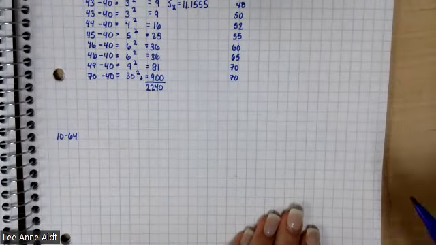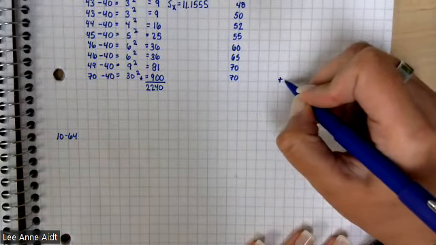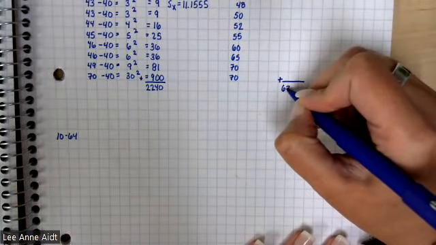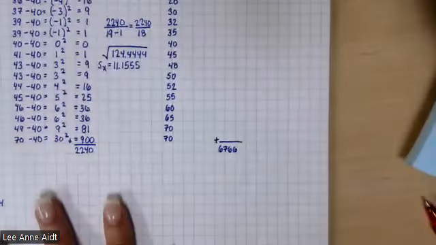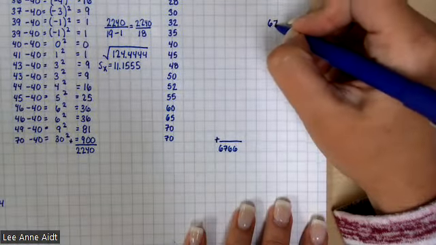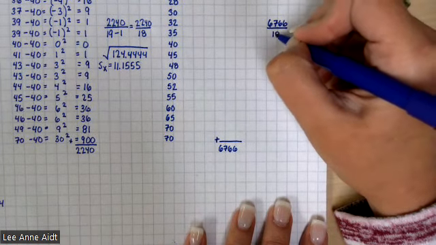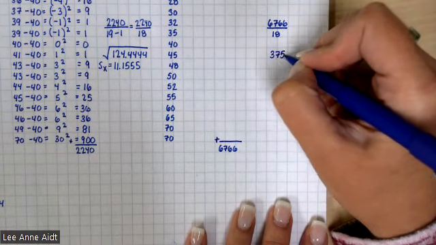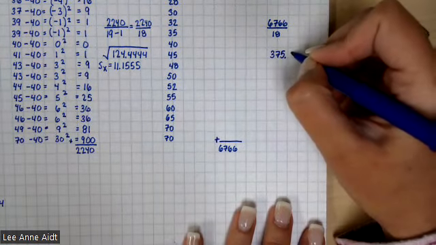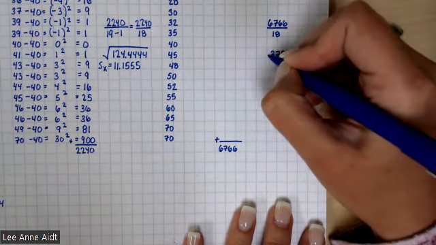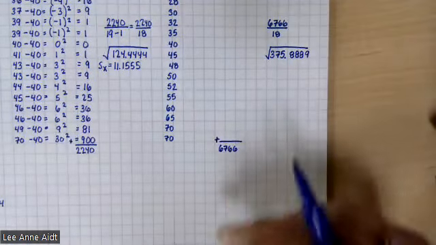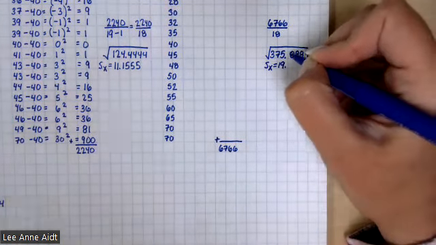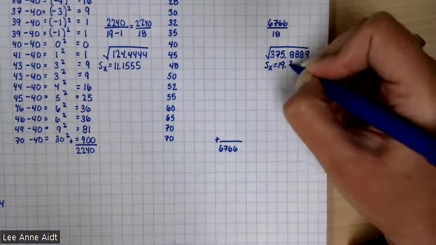All right, guys, I have no more time. All of these numbers we're supposed to add to 6766. And 6766 over 18 is 375.8889. And then square root that. Standard deviation is 19.3879.